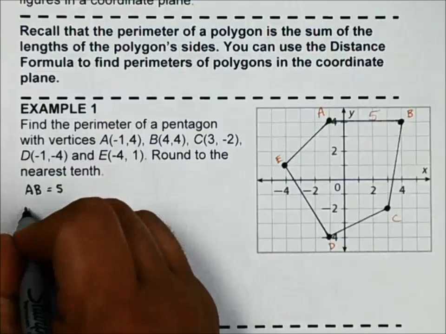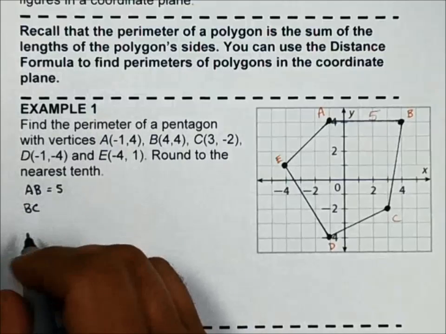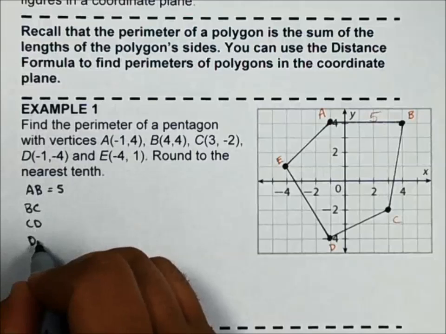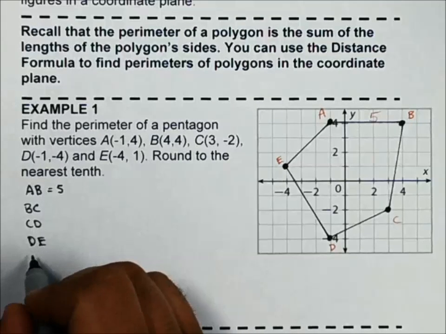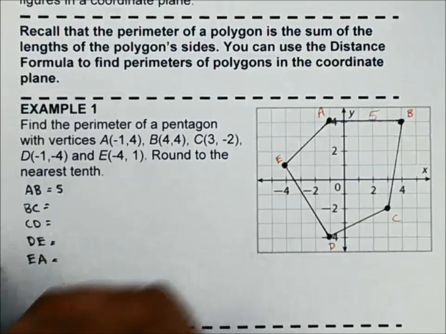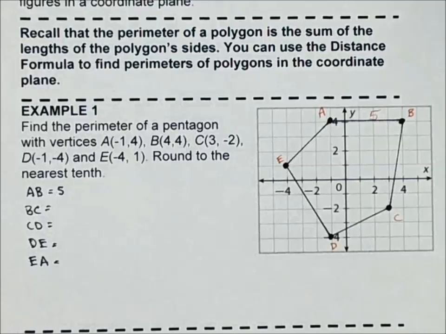Okay. Then I need to find BC. Then I want to find CD, DE, and then back to A. So that would be EA. Alright, so I need to find those four remaining side lengths.